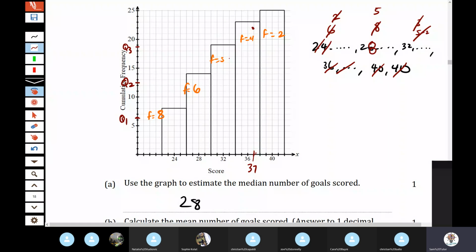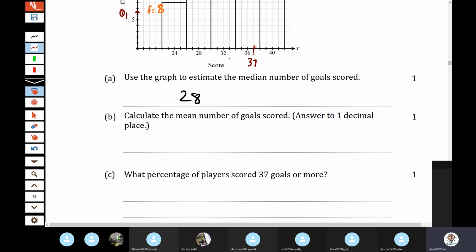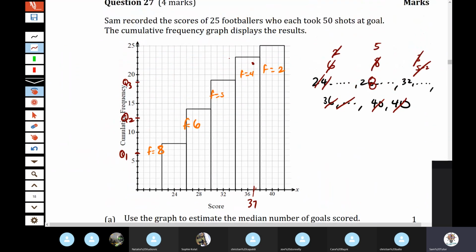How would you work out 37, Sam, without a polygon? Unless you're meant to draw the polygon. How many marks? 1 mark. Unless it's a trick question, it's just at 40.